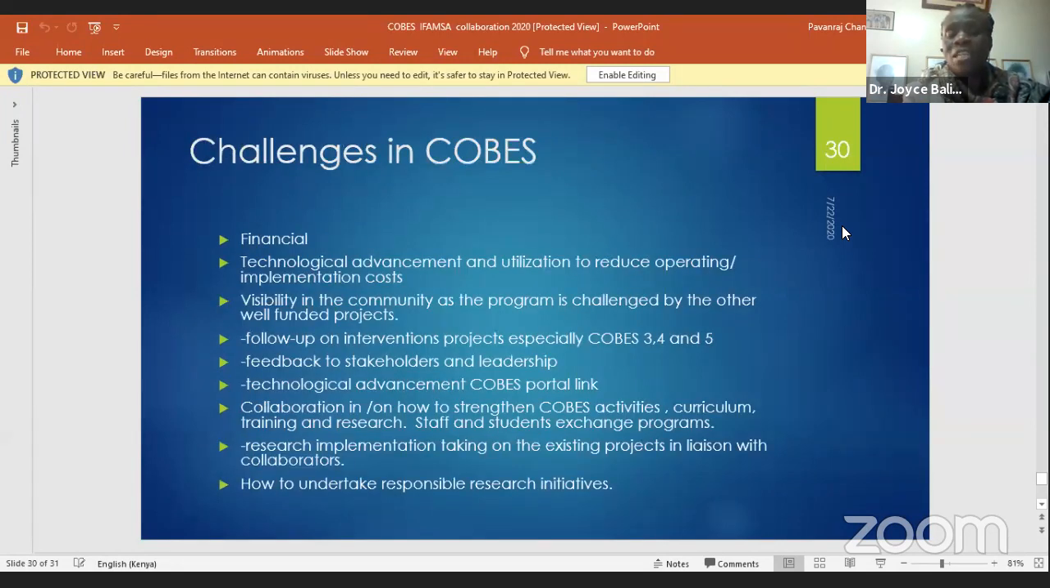Next. So what are the challenges? I think that one is standard. Financial, technological advancement if we're going to do what we're supposed to do, visibility of our programs, follow up on intervention projects, feedback to stakeholders, technological advancement, the COBS portal link and things, collaboration, research implementation, and how to undertake responsible research initiatives. Responsible research initiatives, that is now what is going to dictate the skills that we require.